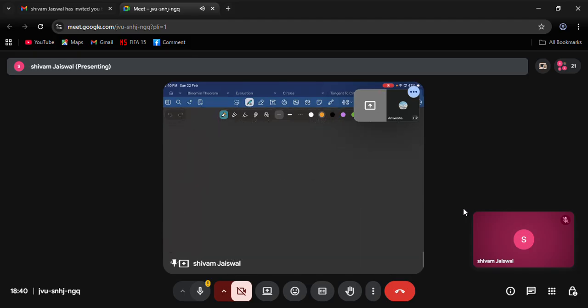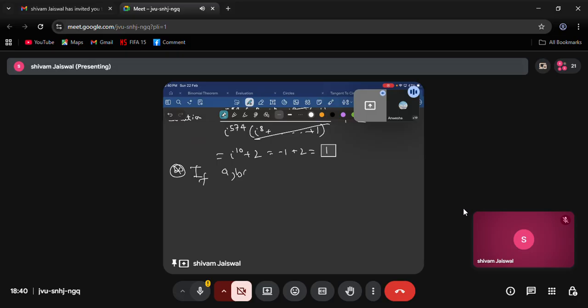Next, there is another thing we need to understand. If a, b belong to R, that is, a and b are real numbers, and a square plus b square is equal to 0, then what is the solution, everyone? Tell me.